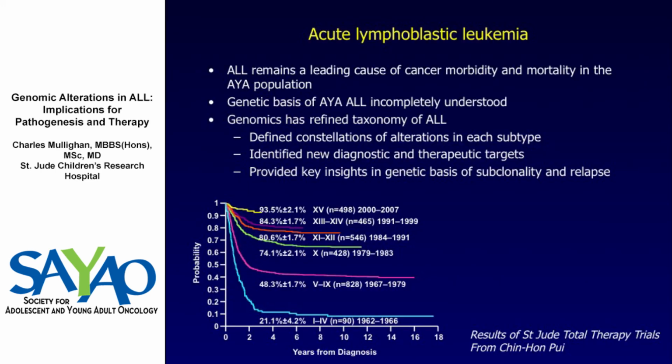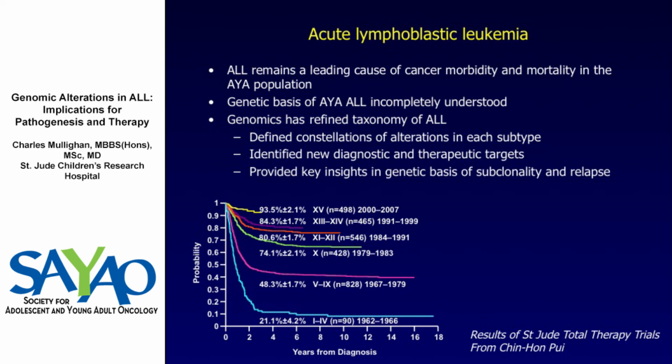So as you know very well, ALL remains a leading cause of cancer-related death in young people, particularly in adolescents and young adults, where the genetic basis is much less well understood than in young children. Much of our knowledge about the genetic basis of ALL has been from the study of young children and children prior to adolescence. And these studies have really completely reclassified ALL.